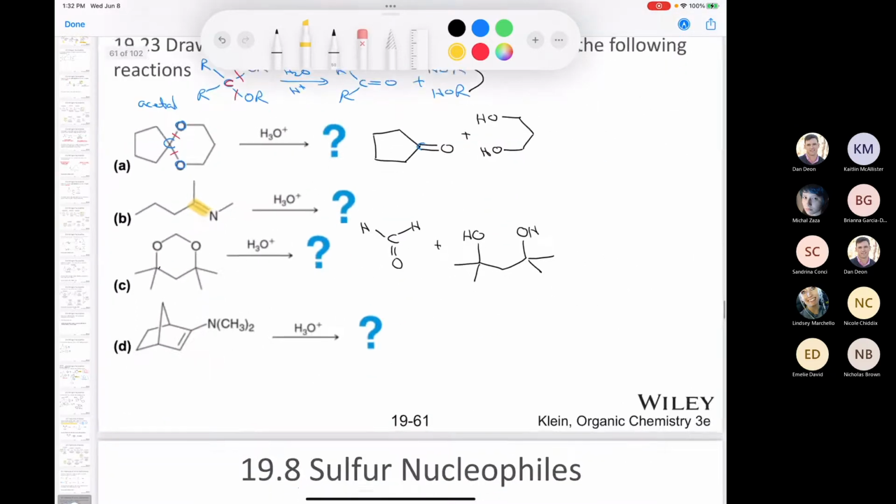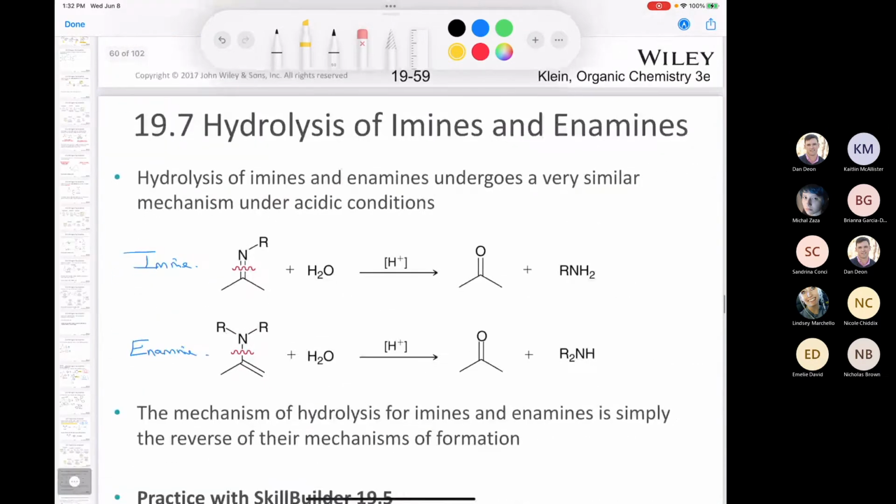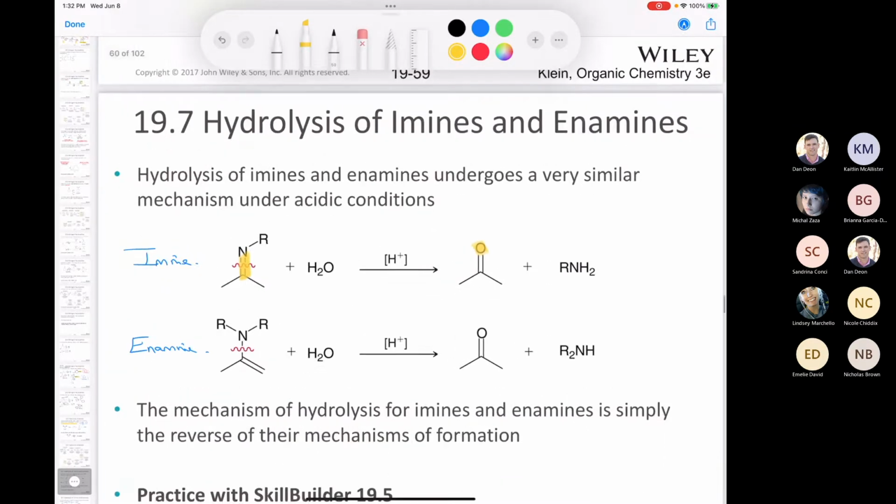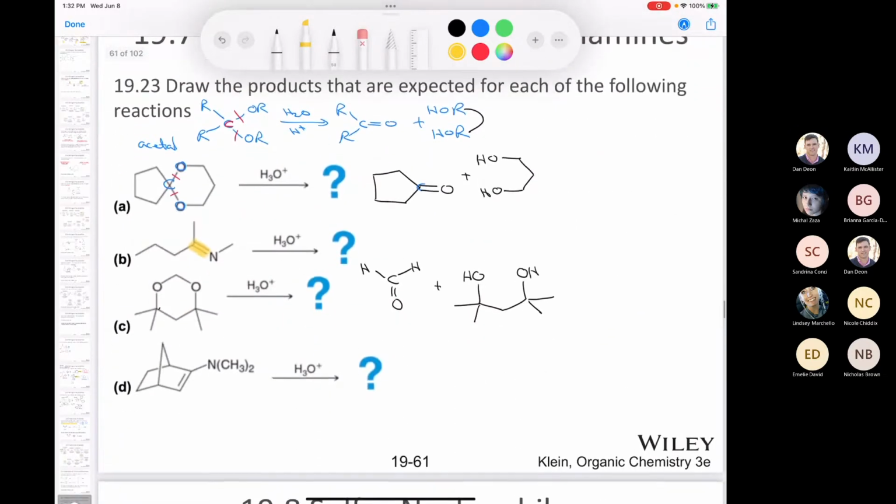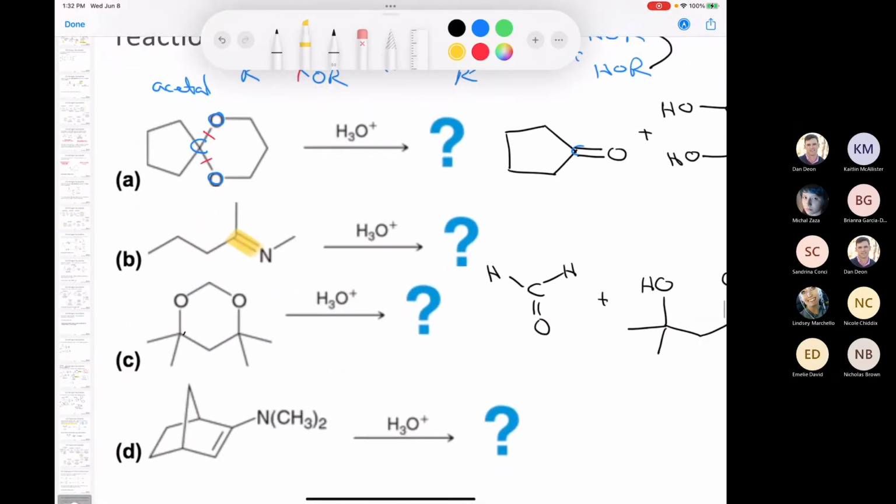So if we go back here and we say, okay, we've got a double bond between the carbon and nitrogen. Now the double bond is going to be to an oxygen, and we're going to liberate our primary amine. So let's go back here. And what we're going to do is cut the bond that I have highlighted in yellow.